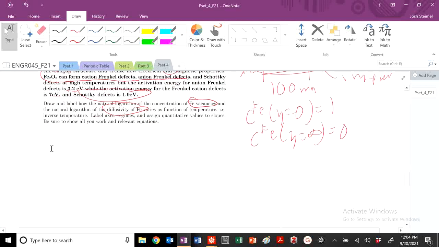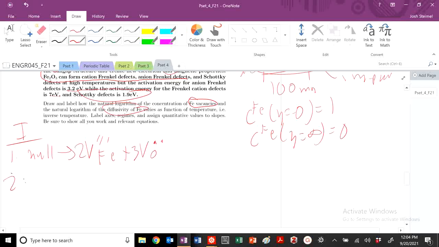So the Schottky defect. My intrinsic defect is as follows: null goes to vacancy of Fe, which is 3, plus vacancy of oxygen, which is 2. How am I going to charge balance this? 2, 3, good to go.